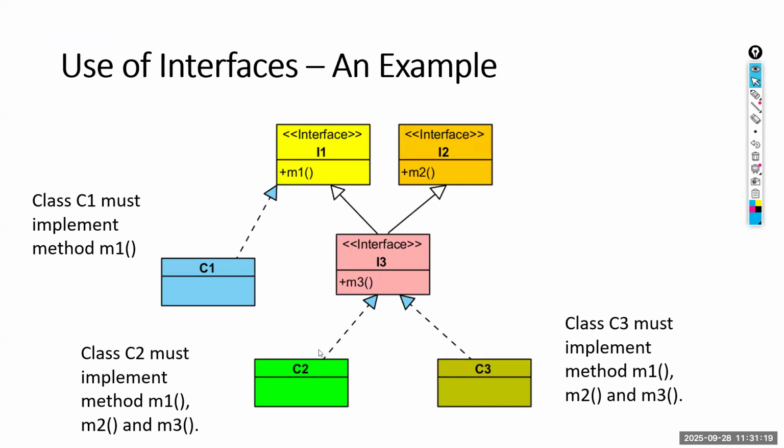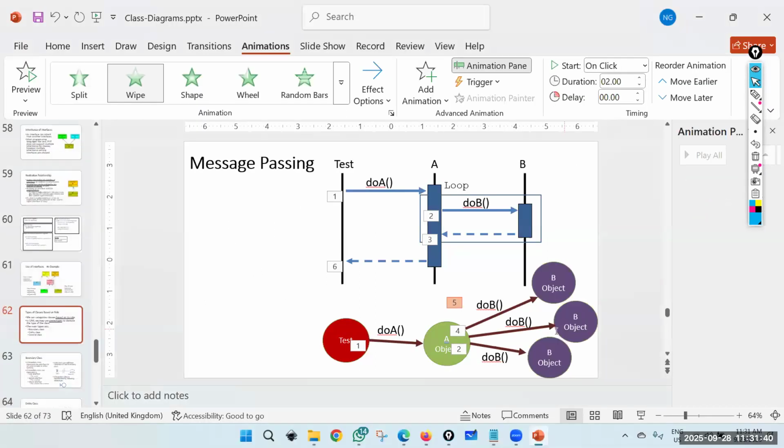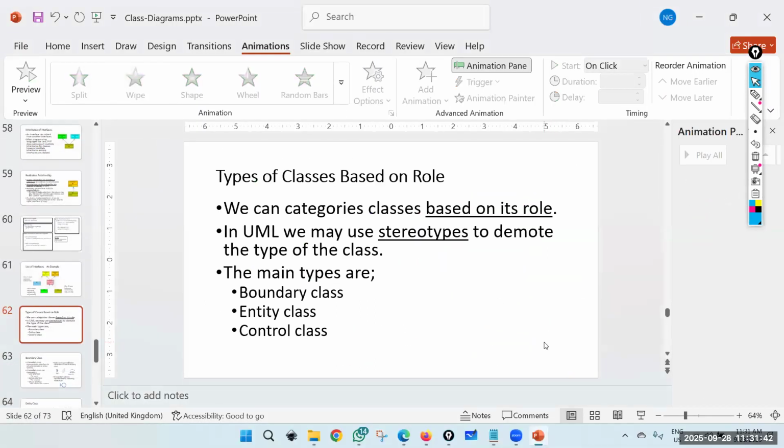Okay, so a class can implement many interfaces. An interface can extend from many interfaces, but a class cannot inherit from many classes. Okay. Right. Any questions? Any questions? Right. So yes.